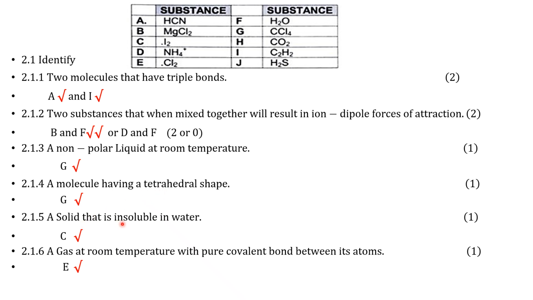A solid that is insoluble in water, right? I2. Remember, I2 has dipole forces there. Iodine and water has hydrogen bonding, so the forces are not comparable, therefore they don't dissolve. It's not soluble in water. A gas at room temperature with pure covalent bonds between its atoms: chlorine, all right? It is a gas at room temperature.